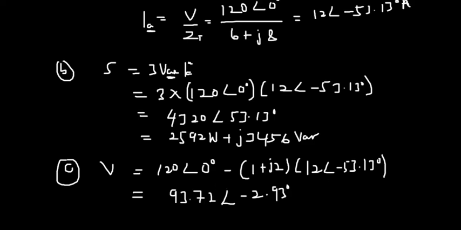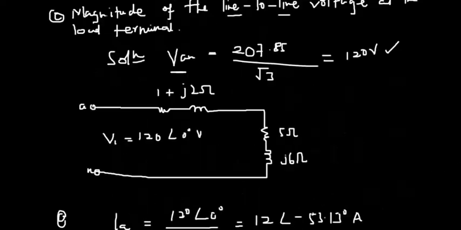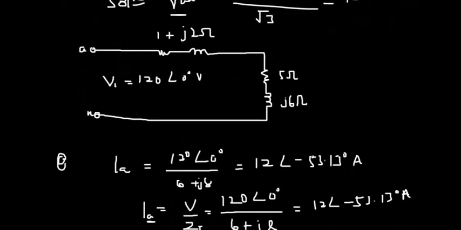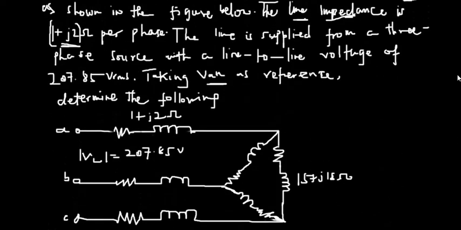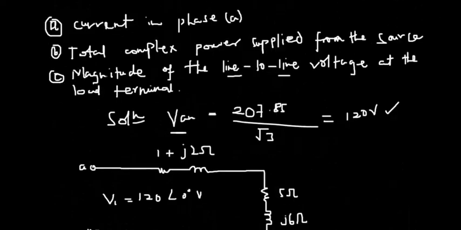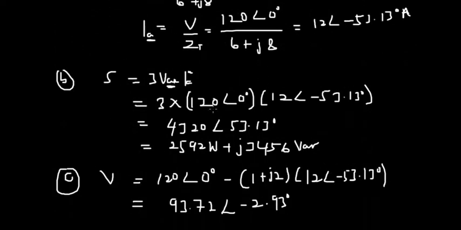Notice that once you subtract from VAN the line impedance multiplied by IA, you have impedance times current, which gives voltage. So the unit for this would be amperes, because this IA asterisk has a unit of amperes.